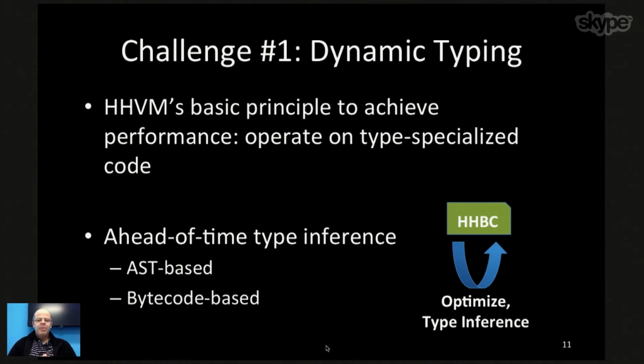There are two ways that we obtain types. The first one I alluded to before is doing type inference ahead of time. We used to do this at the abstract syntax tree level, based on the code we had from the previous HipHop compiler. Later we switched to doing it at the bytecode level, which gives us more fine-grained information, and we saw a small performance improvement by doing that as well.